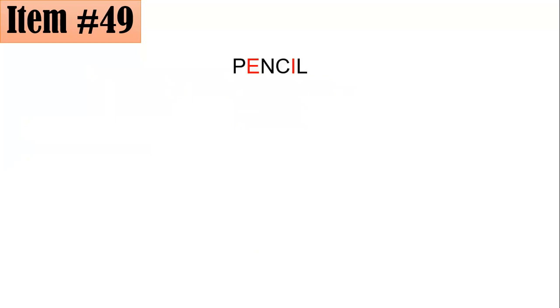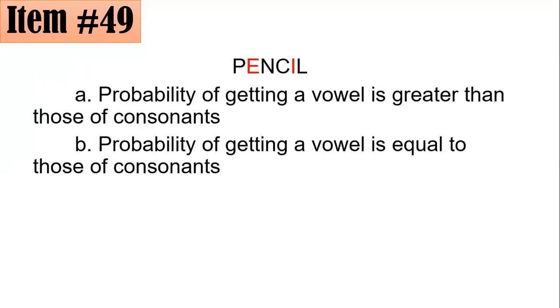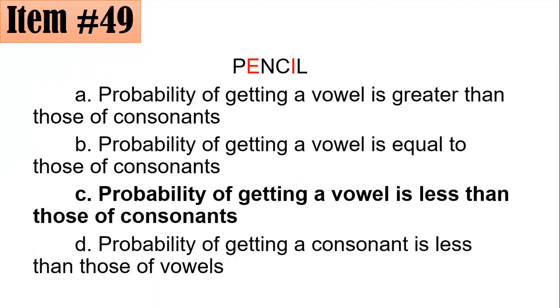We know that, remember, the vowels in the English alphabet are A, E, I, O, and U. In this word pencil, E and I are the vowels, where the rest are already consonants. So in this case, you could see that there are more consonants than vowels, or there are fewer vowels than consonants. So if you will be drawing lots, expect that the probability, in talking about classical probability, the probability or chance of getting a vowel is less than those of consonants. Letter C.